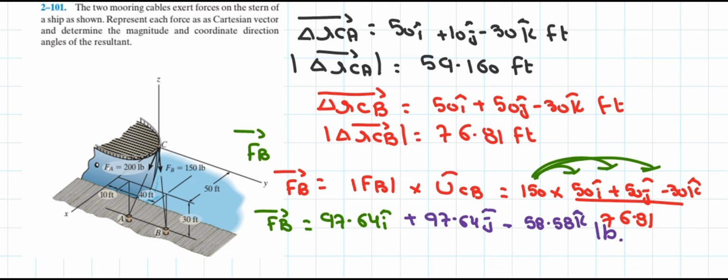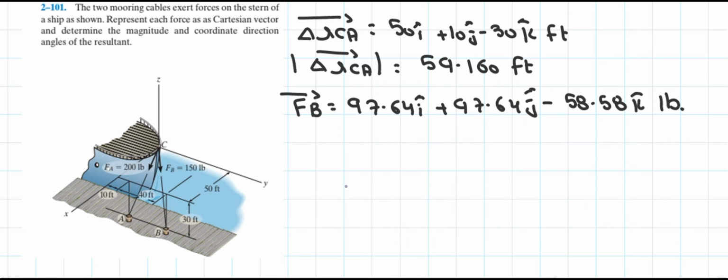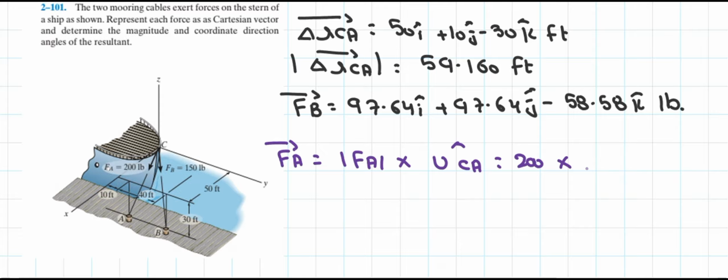For that, I erase some extra things from here. Therefore, the vectorial form of FA is equal to the magnitude form of FA into the unit vector of CA. So the magnitude of FA according to the equation is nothing but 200 into the unit vector, which is the vector upon magnitude, and the vector is 50I positive 10J negative 30K divided by its magnitude, that is 59.160.